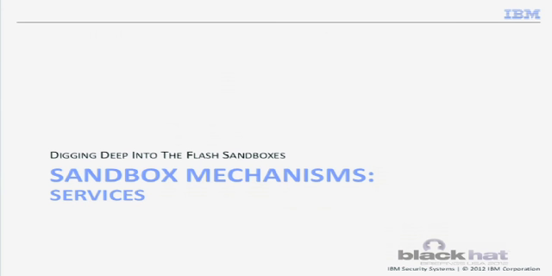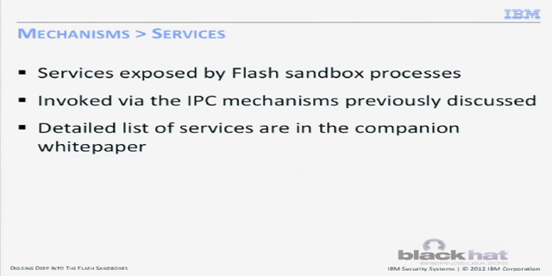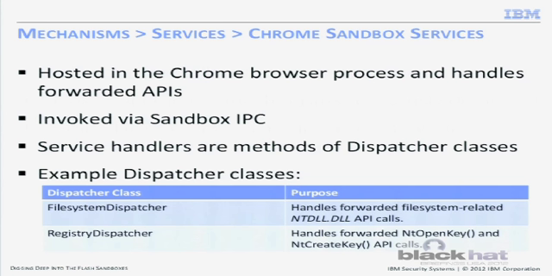After discussing the Interprocess Communication, we'll now discuss the services exposed by the different Flash Sandbox processes. These services are invoked via the IPC mechanisms I previously discussed. A detailed list of services is in the companion white paper in your Black Hat CDs. So we will discuss 5 sets of services. The first set of services that we'll discuss is the Chrome Sandbox services. These are the services hosted in the Chrome browser process and which handle the forwarded APIs.